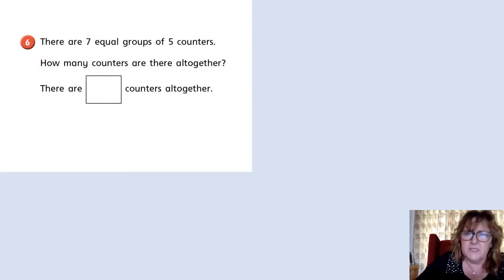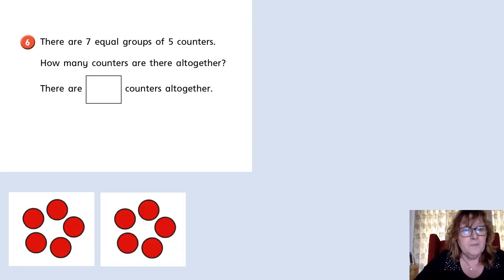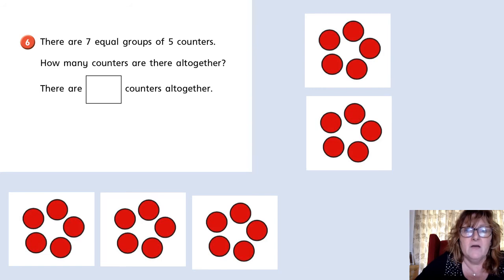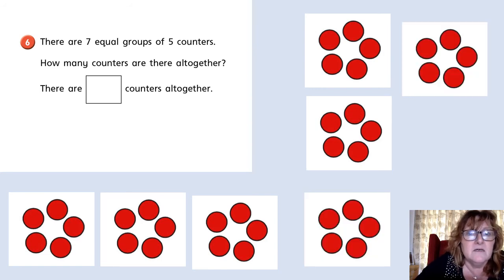Like in this question, I'm going to show you what I mean, because this says there are 7 equal groups of 5 counters. How many counters are there altogether? Well, I'm going to go back to the start of this question, and it says there are 7 equal groups of counters. So I'm going to make my 7 equal groups. 1, 2, 3, 4, 5, 6, 7. There are my 7 equal groups of 5 counters.